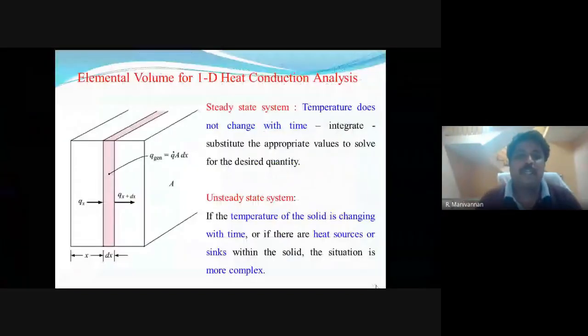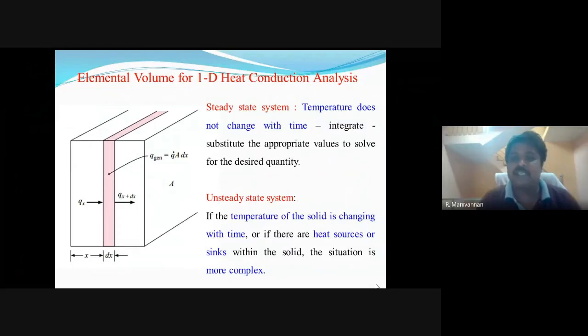Hello everyone. Today I am going to take the derivation for elemental volume for 1D heat conduction analysis. That is the one dimensional case. Here I am going to take only one direction and I am not going to bother about the other two directions right now.